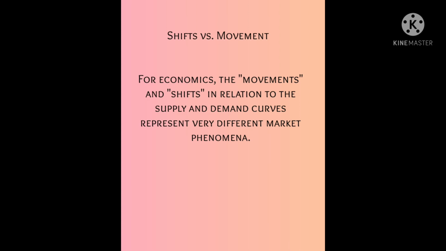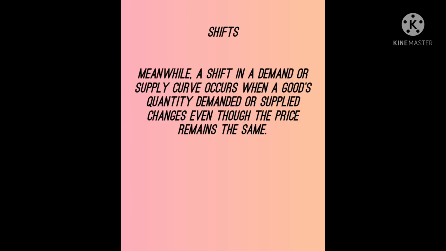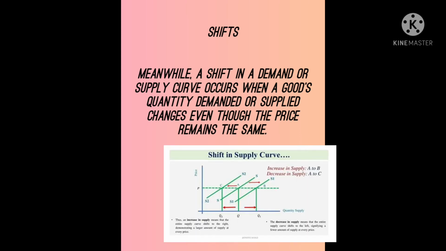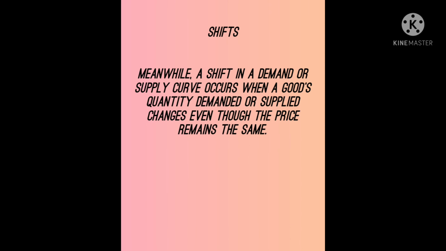and vice versa. Shifts. Meanwhile, a shift in a demand or supply curve occurs when a good's quantity demanded or supplied changes even though the price remains the same. For instance, if the price for a bottle of beer was 100 pesos and the quantity of beer demanded increases from quantity 1 to quantity 2, there would be a shift in demand for beers.